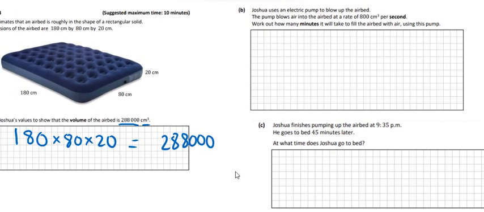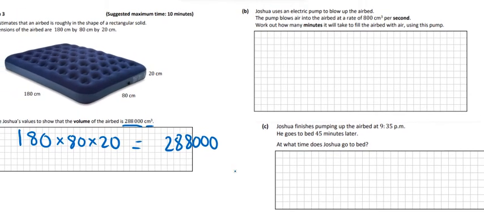Joshua uses an electric pump to blow up the airbed. The pump blows air into the airbed at a rate of 800 centimeter cubes per second. So if you think about it, you're trying to see how many seconds it'll take. You're seeing how many of these 800 centimeter cubes would go into your answer for the first question, the 288,000. So you're trying to see how many 800s go into 288,000. So obviously you just need to divide.